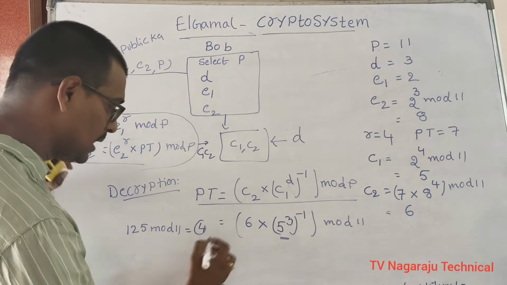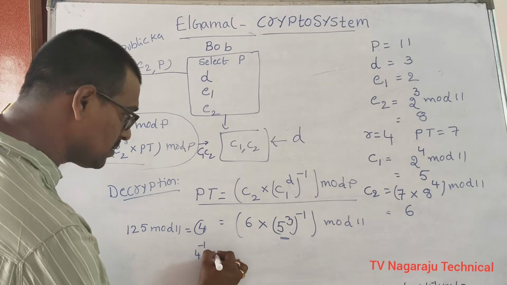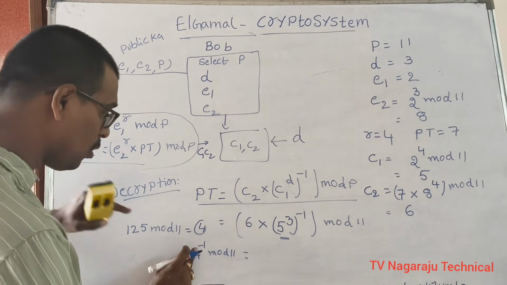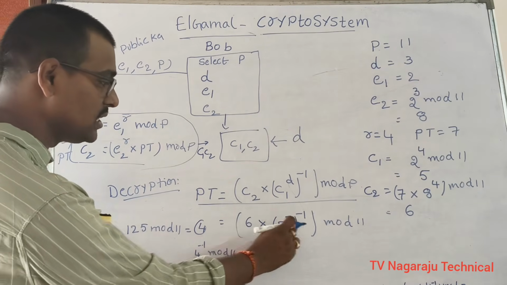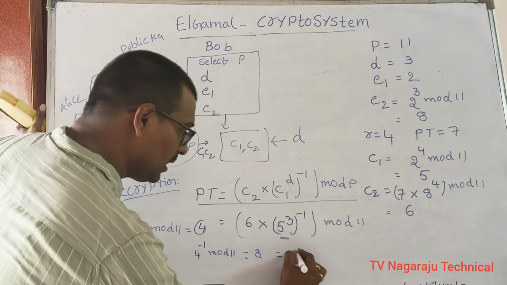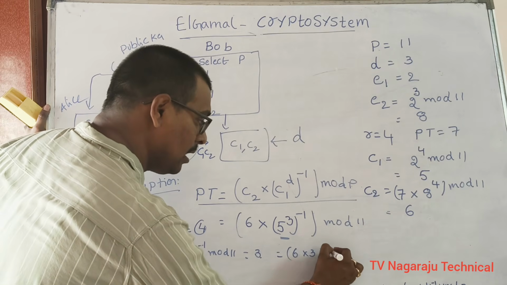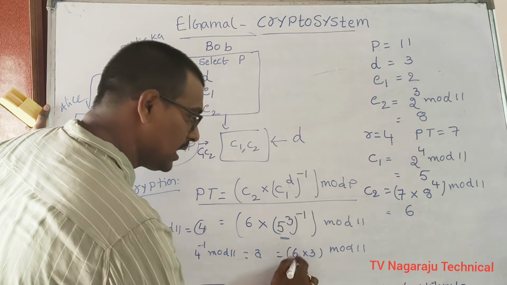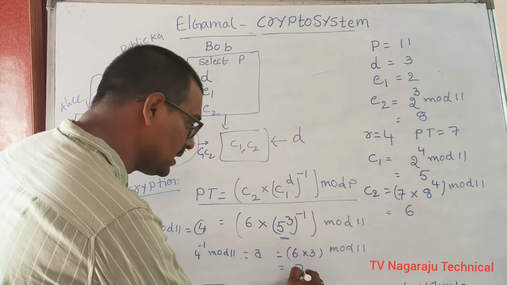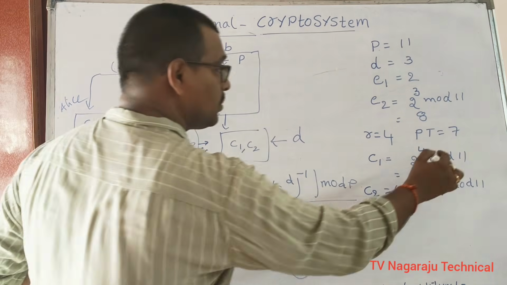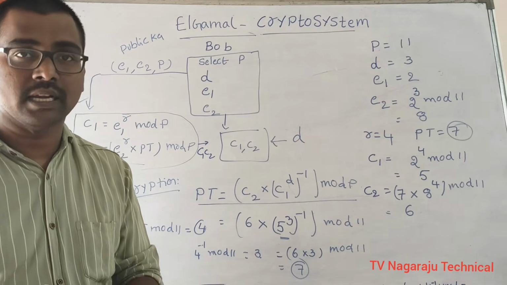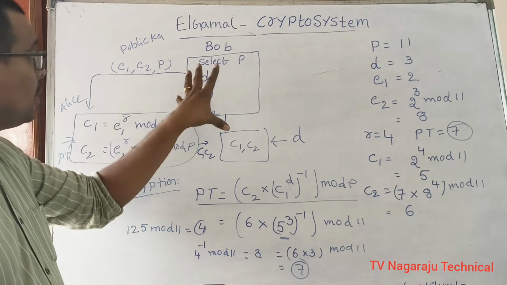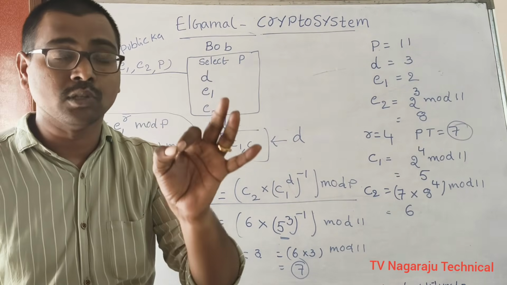Now simply 4 inverse mod 11. We know the formula, 4 inverse mod 11. The answer is 3. Now 6 into 3 again mod 11. 6 3s are 18. 18 mod 11, that is 7. What is my plain text? My plain text is equal to 7. You are getting the right answer or not? Yes. This is the way to implement ElGamal Cryptosystem.